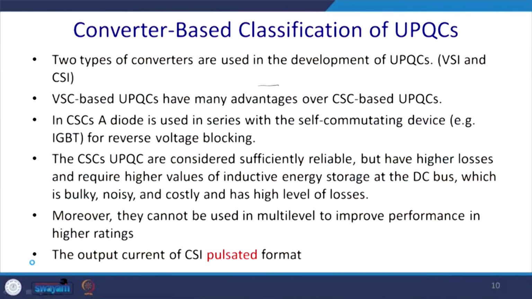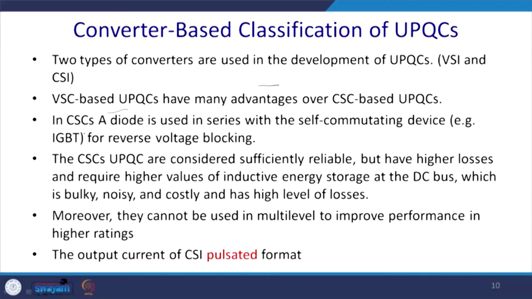Now, as I told you, two types of converters are used, that is VSI and CSI. I have told you that VSIs are used preferentially because they have many advantages. One definite issue is that we need to put in a DC link capacitor. A DC link capacitor is generally less bulky than an iron and copper inductor, and the cost of the capacitor is also less than the cost of the inductor.